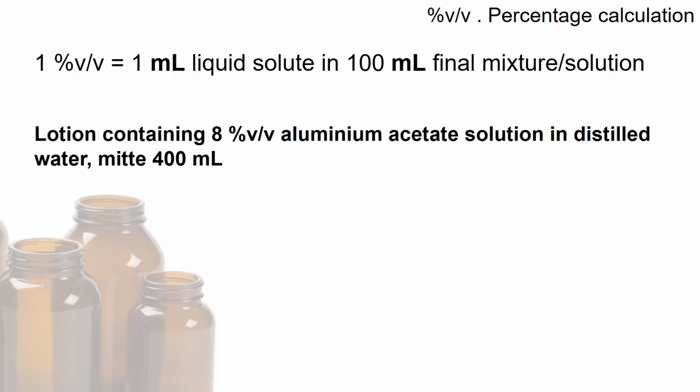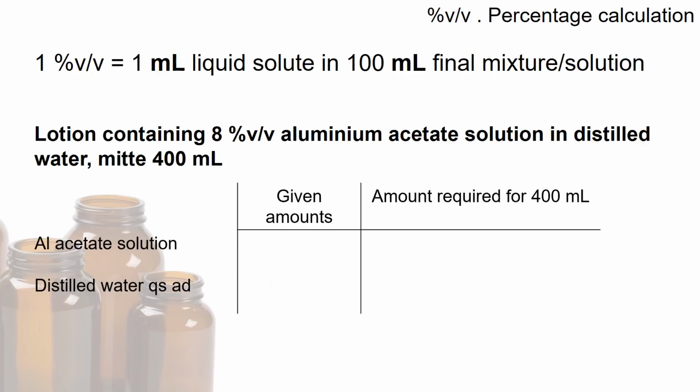We have now come to the third expression of percentage, which is the percentage volume in volume. 1% volume in volume means that 1 ml of liquid solute is found in 100 ml of the solution. So in the following example, you are required to prepare 400 ml of this lotion containing 8% volume in volume of aluminum acetate solution in distilled water.